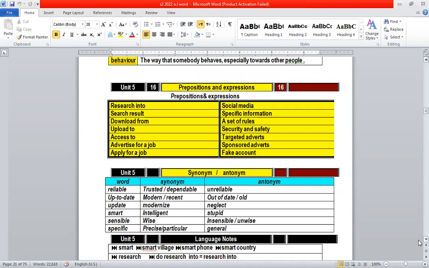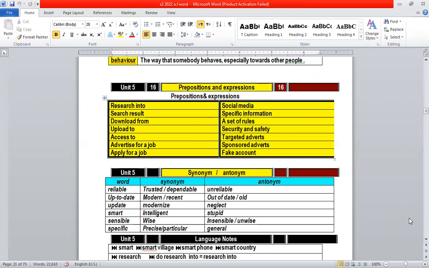Easy vocab. Let's go to the part of prepositions and expressions. Most of the questions are about this part. The main words of the units are clear and easy for you, but the tricks are all about the prepositions, expressions, language notes, and so on. So please focus on this part: language notes, expressions, idioms, and this content.